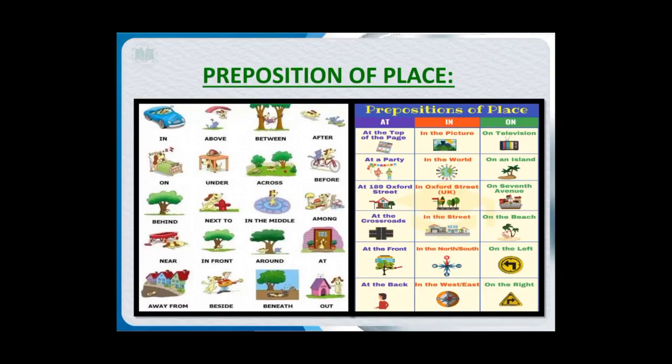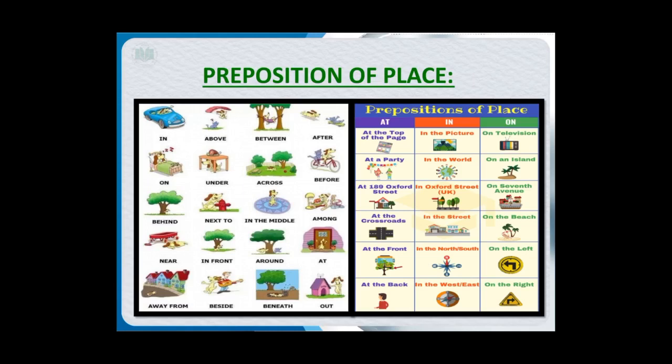Preposition of place. A preposition of place is a word which is used to refer to a place where something or someone is located. There are only 3 prepositions of place. However, they can be used to discuss an almost endless number of places.